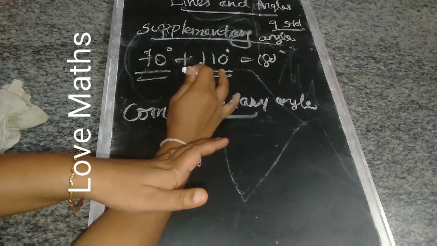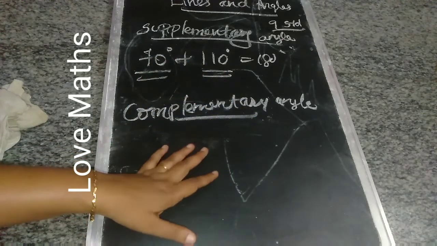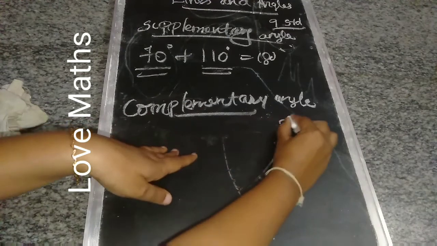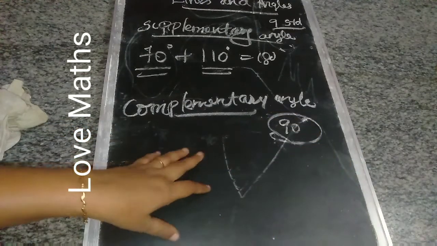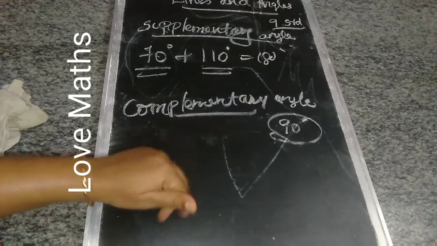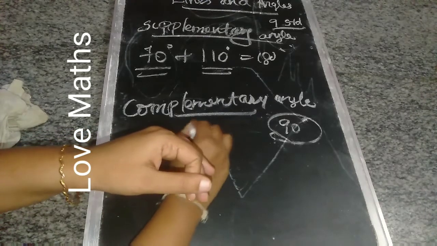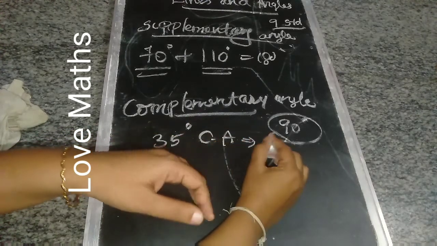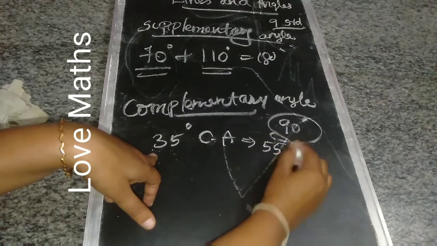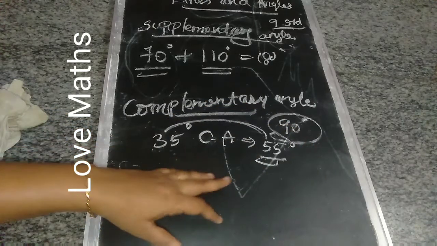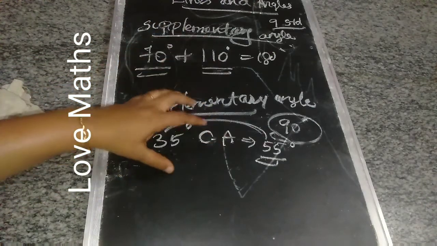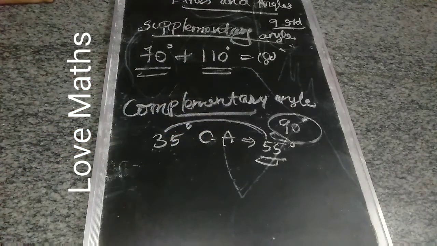So when the sum of two angles is equal to 180 degrees, the two angles are said to be supplementary angles of each other. Complementary angle means 90 degrees. The same definition applies. If the sum of two angles is equal to 90 degrees, the two angles are said to be complementary angles of each other. For example, what is the complementary angle of 35 degrees? How to find out? The two angles must total 90. One is 35, so the other is 55. So 55 and 35 are complementary angles of each other. Is it clear? Supplementary means two angles sum to 180. Complementary means two angles sum to 90 degrees.